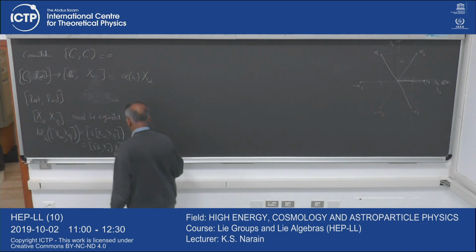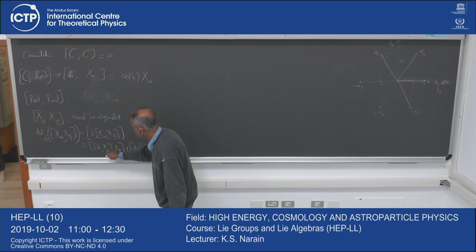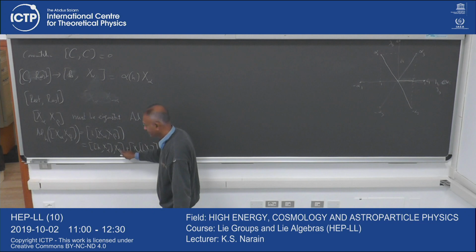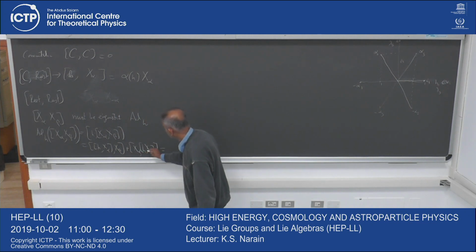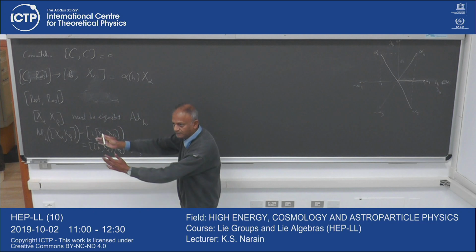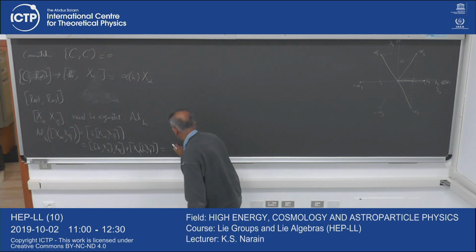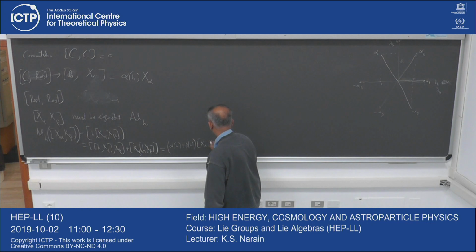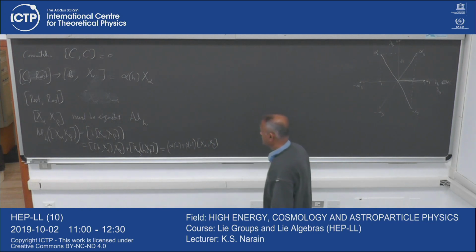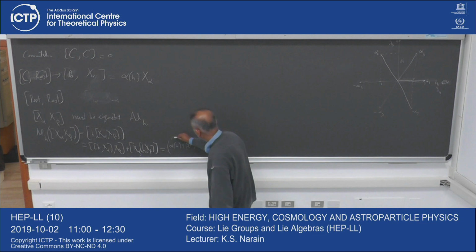But then, since these are eigenstates, this is equal to alpha H times X alpha, and then you get the X alpha X beta commutator. And here also you get beta H times X beta. So once again you get the same commutator, because alpha H and beta H are numbers, so you can pull them out of the commutator. So you'll get alpha H plus beta H times the original value. What we are seeing is that this is nothing else but alpha plus beta of H.